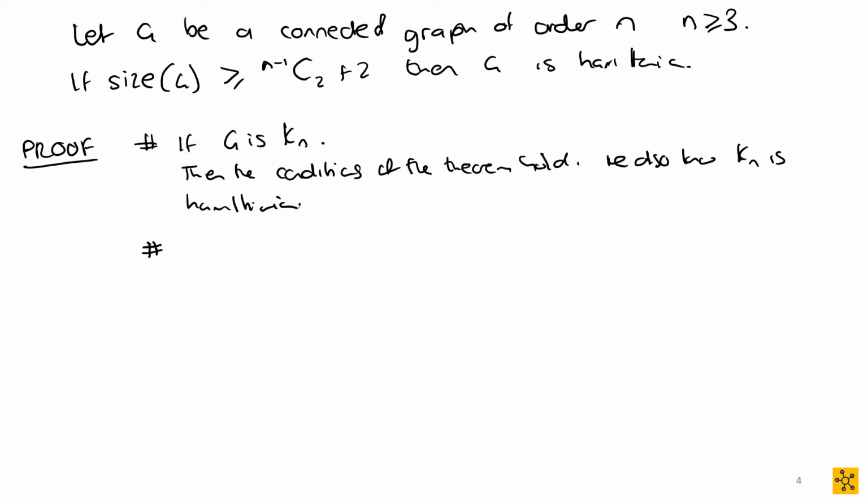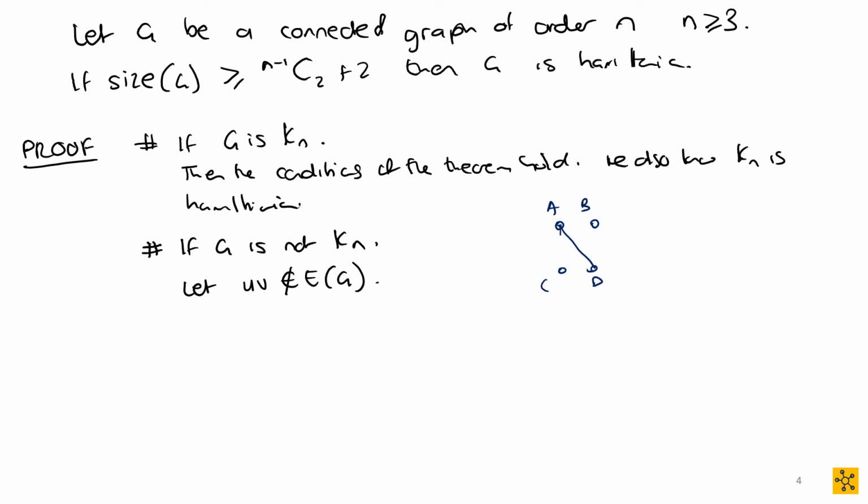Then we look at case 2, if G is not complete. So if G is not complete, we're going to have a pair of non-adjacent vertices, so we're going to have a u, v which is not an element of the edge set. What we're going to do here is give you an example. You have A, B, C, D, and you have this kind of situation. We are looking at a pair of vertices which is not an element of the edge set, like B, C.